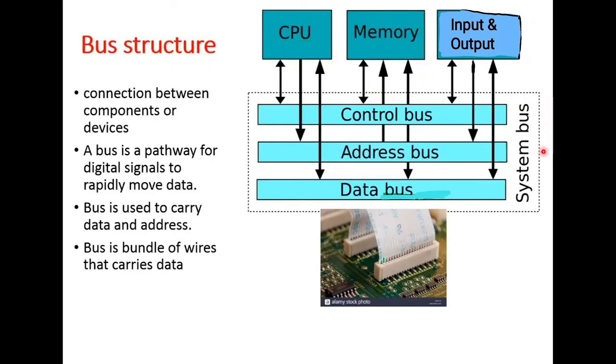These are called the system bus: data bus, address bus and control bus. The control bus carries control signals. So far we discussed what input output devices are, what input output devices we have, what memory is, what a register is, and the bus structure.